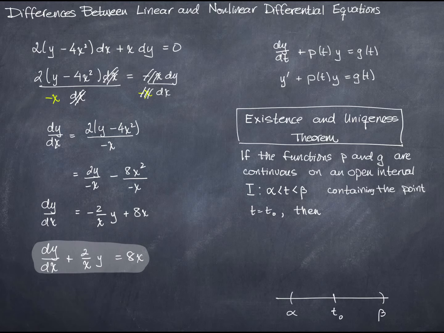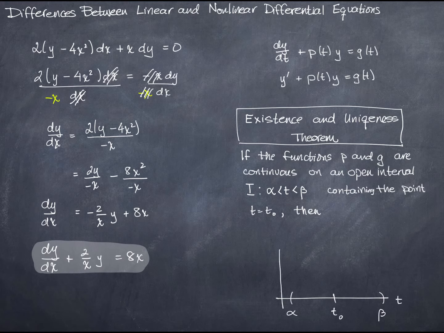The next thing I want to point out is when we're stating a theorem here, we have this statement up here, this clause, as I would call it in an English class. If the functions p and g are continuous on an open interval containing the point, if all of those conditions are met, then the following is true. In other words, for this theorem to hold water, the statement that I'm about to make down here is actually reliant on the fact that all of these conditions up here are met. If they're not, then I can't say what I'm about to say down here. So we have to assume that p and g are continuous functions.